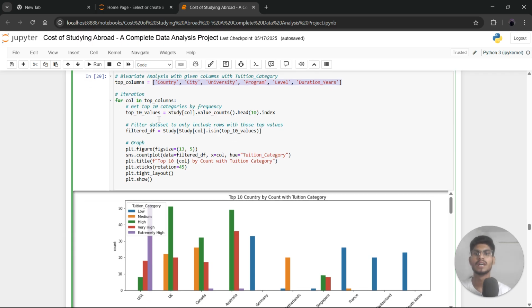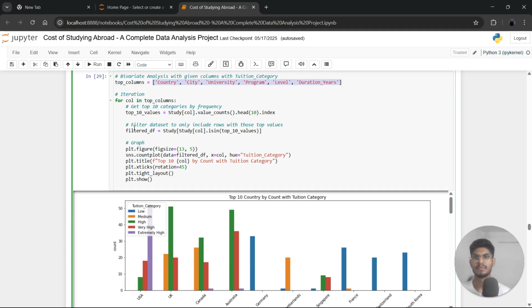First, we will go with the tuition category. We will look at the tuition category's relation with the country, the city, university, program, level, and duration. So we are using this iteration, or you can say loop function, which will help us calculate the number of values. We are giving these columns to it one by one.